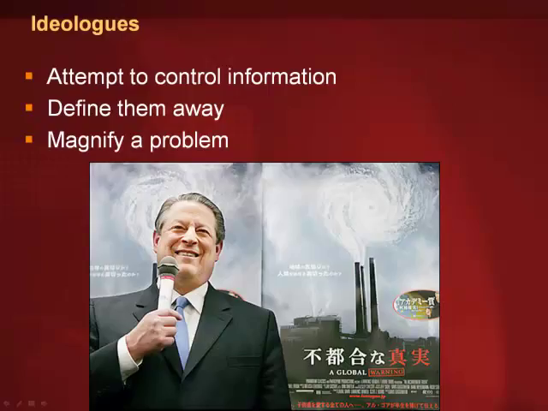Anyway, Miller also went on to discuss the issue of ideologues, those who attempt to control information. This really goes back to the whole definition of what an ideology is. An ideologue is somebody who pushes that ideology. Remember, it starts with logic, but when the logic breaks down, they have to go to faith, which is why for ideologues, facts are dangerous and they have to define them away. They have to reframe the opposition. These people tend to magnify a problem and focus on their belief of what that problem means.